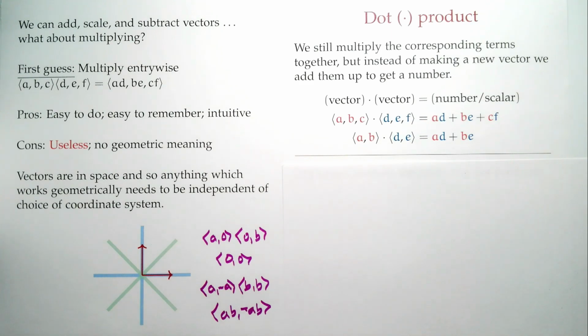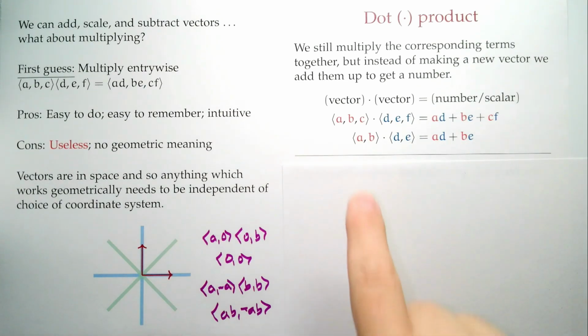But now what we're going to do is instead of saying the result is going to be a new vector, we're going to say, forget about making a vector. We're going to make a number. So we're going to multiply the corresponding entries in the components together, and we're going to add up the result, and the outcome is a number. So the dot product says take a vector, take another vector, take them together, do this rule, and out comes a number.